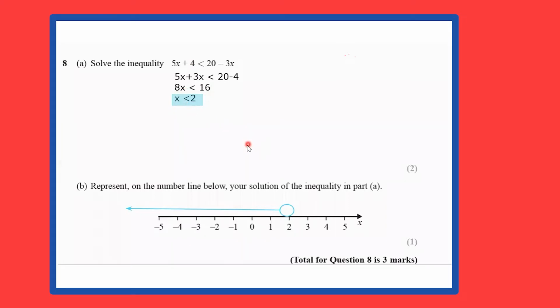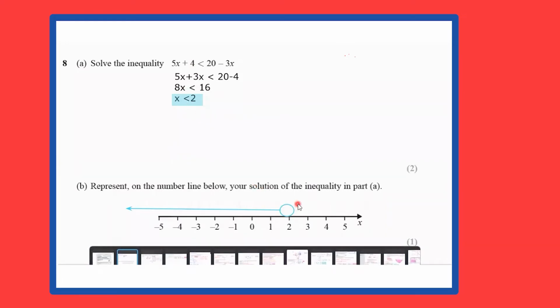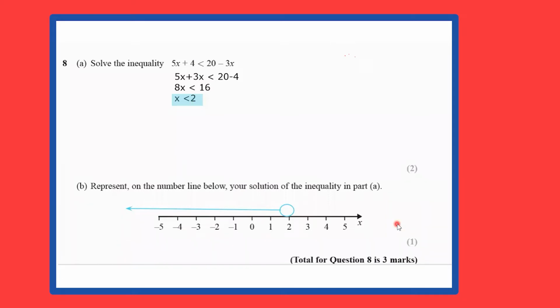That's part A. Now part B, in order to represent this on the number line, we go to 2, and since it's less than, it's going to be an open circle. And since it's less than 2, all the values are going towards the left of 2, so we draw an arrow. And that is our final answer.